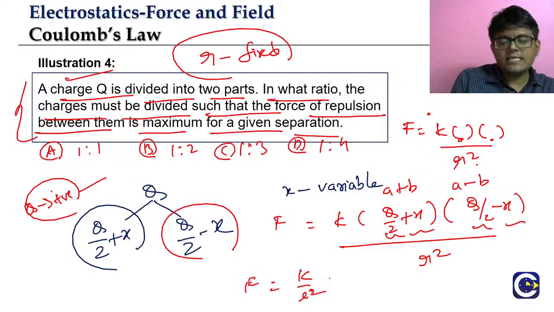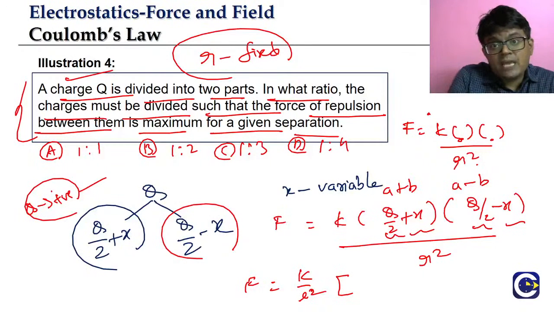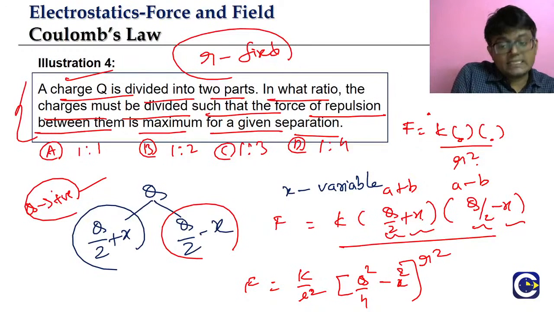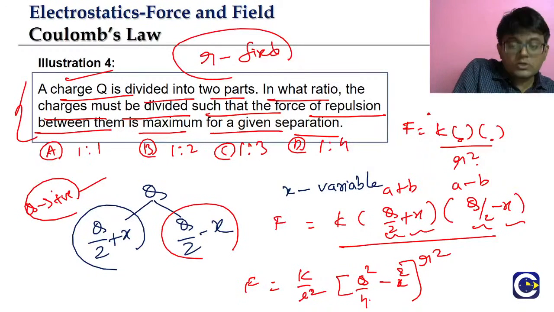இங்க பாருங்க, force is equal to K divided by R square. அதை நம்ம தனியா வச்சுக்கலாம். Anyway that is a fixed value, அதில் ஒரு change வராது. அதுக்கப்புறம் what is a plus b into a minus b? a square minus b square. பாருங்க, a square ன்னு சொன்னா என்னது? q square by 4. q by 2 நம்ம ஸ்கொயர் பண்ணா q square by 4 தானா? minus b square. b என்னது? x. So b square x square. Okay, so இதுதான் அந்த force ஓட expression.